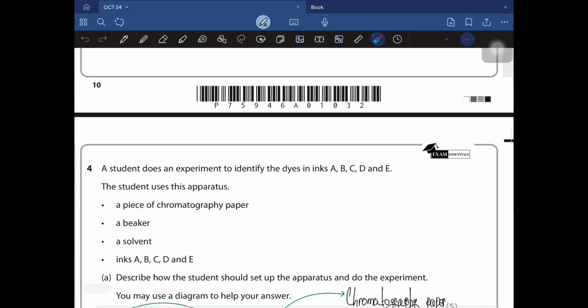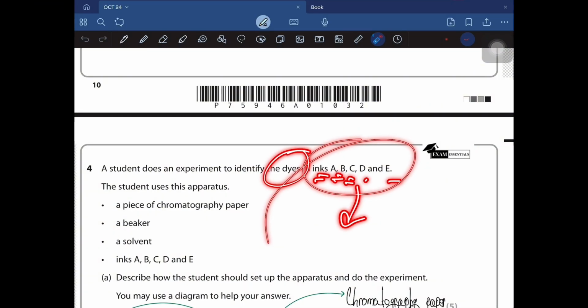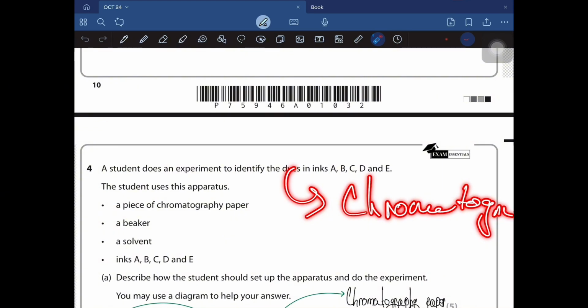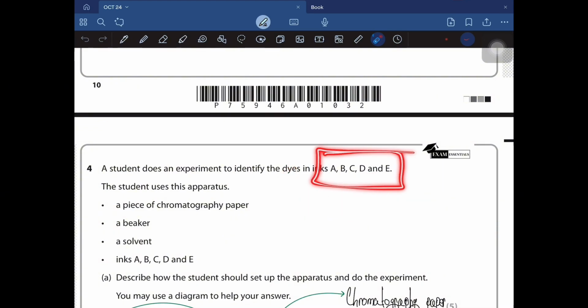Question 3. A student does an experiment to identify dyes in inks A, B, C, D, E. So these are the inks. I can easily get an idea that this is going to be a chromatography experiment, because they are going to identify the dyes in an ink. So basically they are going to separate the components of these inks.